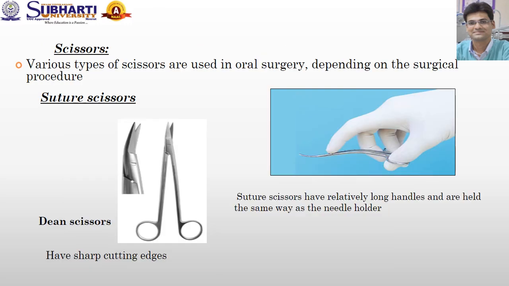Scissors. Various types of scissors are used in oral surgery depending upon the surgical procedure. Suture scissors have a short cutting edge. The sole purpose of these scissors is to cut the sutures. Dean scissors are the most commonly used scissors in oral surgery for removing sutures. These scissors are curved and have a sharp cutting edge. It should be held in the same manner as a needle holder.